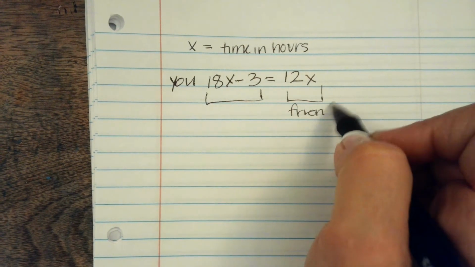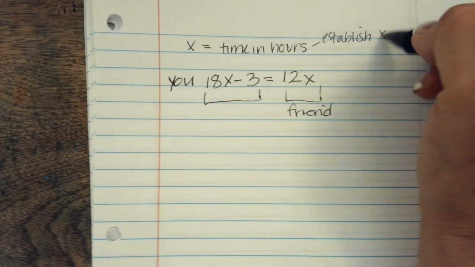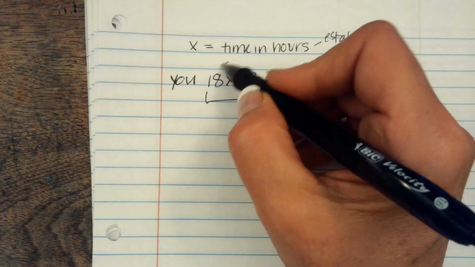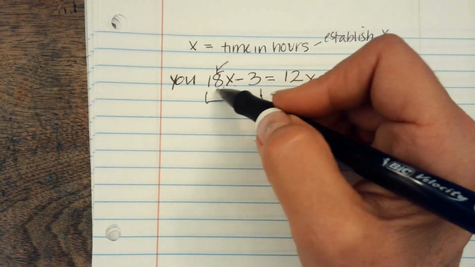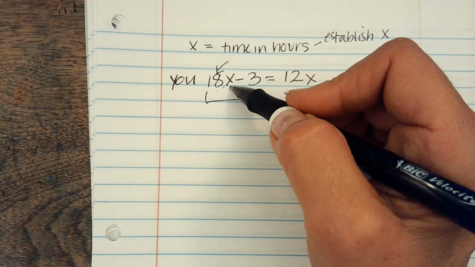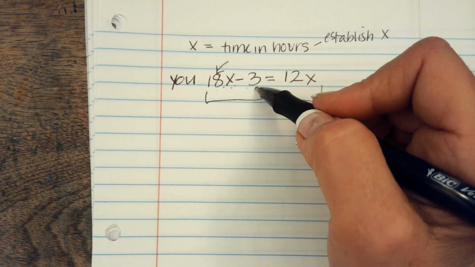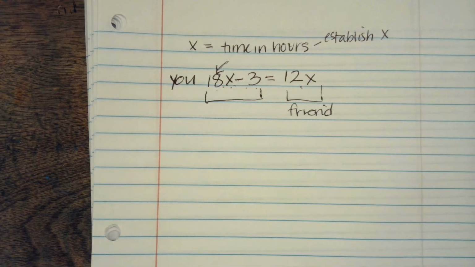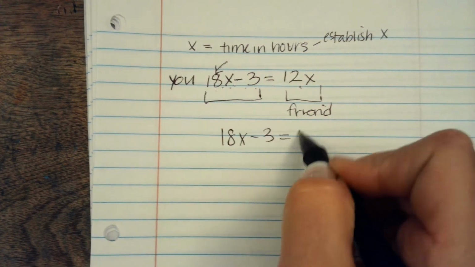Okay. So the first thing you do is you establish what your X is, and it's time in hours, right? Then you're going to put the quantity in: 18 miles per hour times X. Then you're 3 miles behind, so you have to subtract 3, and then 12x. Okay, so that's the equation. We have 18x minus 3 equals 12x.